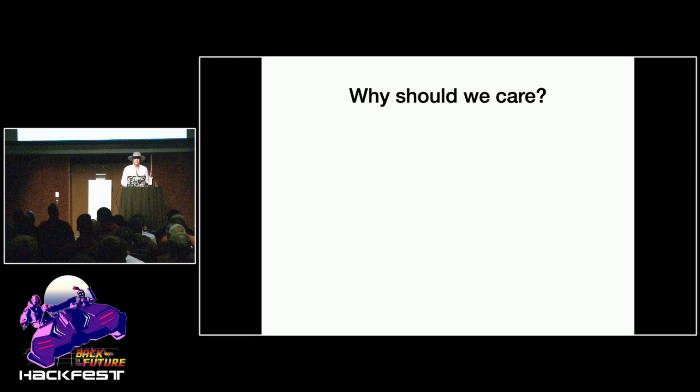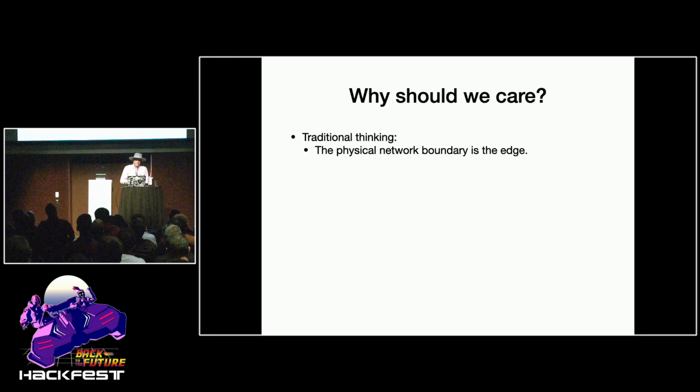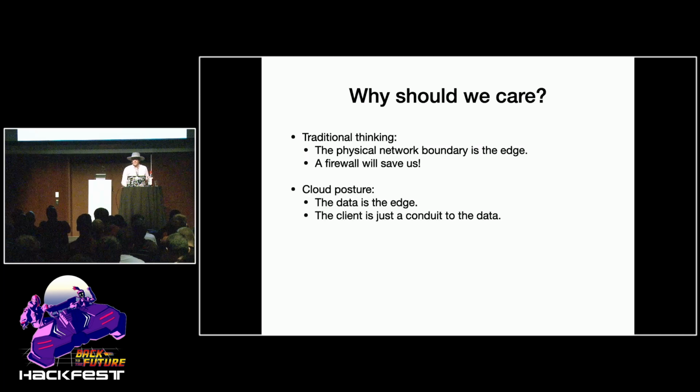So why should we care? The traditional thinking, well, the physical network boundary is the edge. Firewalls are gonna save us. Well, I don't know about you, but I've always seen a firewall as just a layer in your security defense strategy, because when it comes right down to it, it doesn't really stop most attackers anyways. So when you move into a cloud-based posture, the data is the edge. The client is just a conduit to that data. Authentication is the gateway to your data.